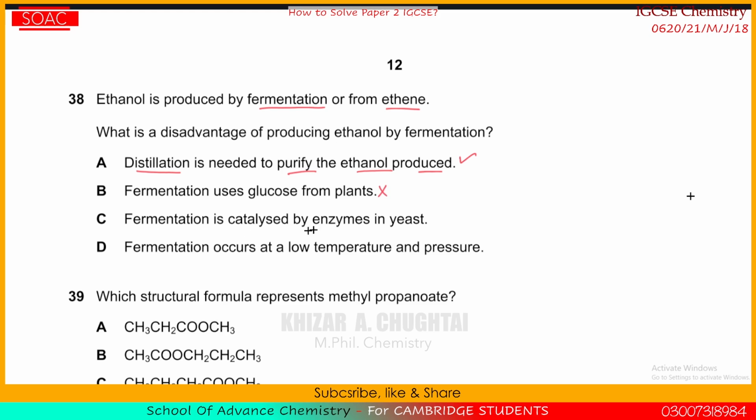Fermentation is catalyzed by enzymes in the yeast. Again, this is not a disadvantage. Basically, enzymes are used as a catalyst. They boost up the chemical reaction. Fermentation occurs at low temperature. So this is an advantage, not a disadvantage. So A is the correct option.